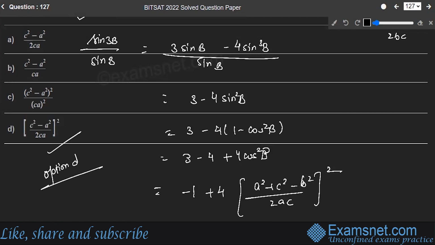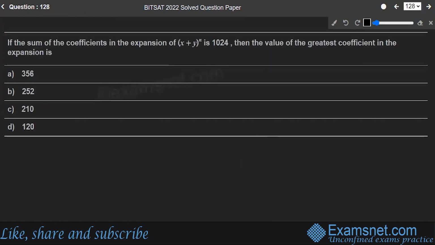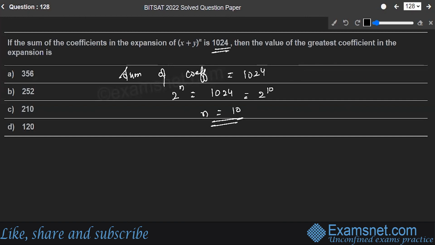Hope you got that. Next is question number 128. If the sum of the coefficient in the expansion of this is 1024, then the value of the greatest coefficient in the expansion is. Okay, so you are given the sum of the coefficients is 1024. That means 2 raised to power n is 1024, and this is equal to 2 raised to power 10. That means n is equal to 10.